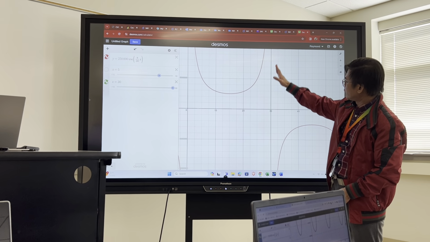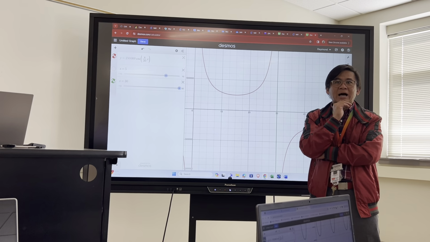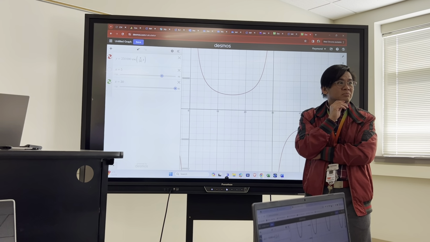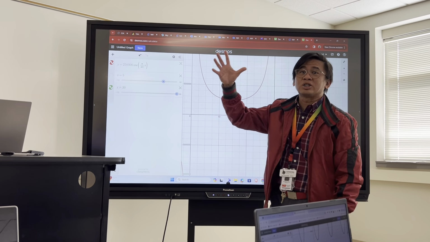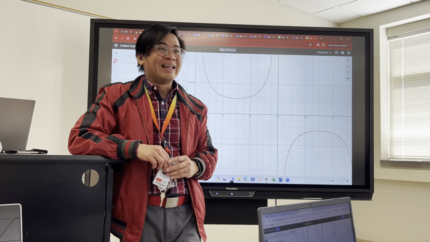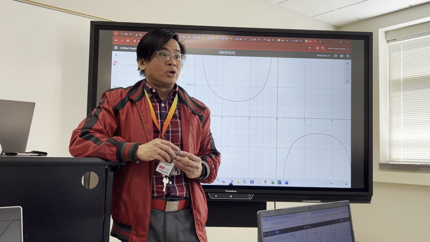So notice that's a vertical asymptote. That means, approaching 30 days, how far is it? Infinitely far, like too distant already. We can say light years away from the Earth.